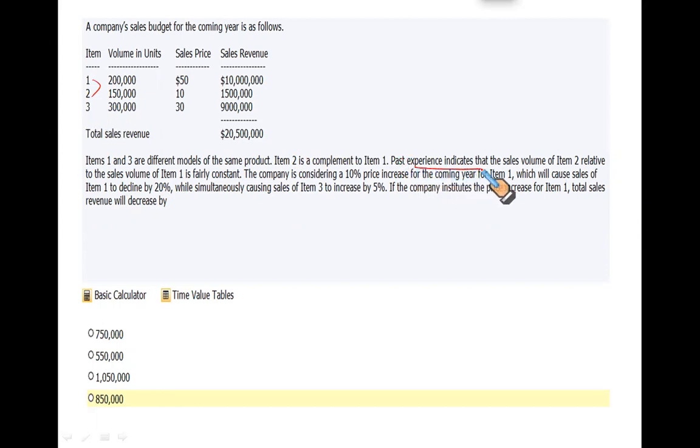Past experience indicates that the sales volume of item 2 relative to the sales volume of item 1 is fairly constant. If you sell 100 units of 1, you fairly sell about 120 units of item 2. So they are linked, they are sold together because these 2 items are complementary goods. They are jointly demanded. Okay. The company is considering a 10% price increase for the coming year for item number 1.